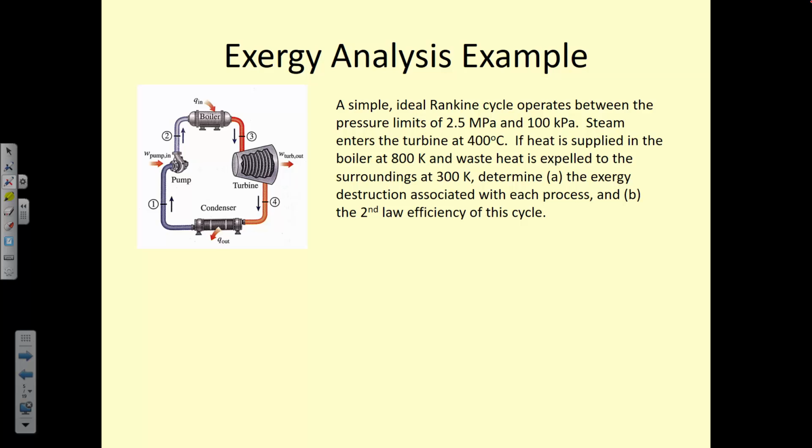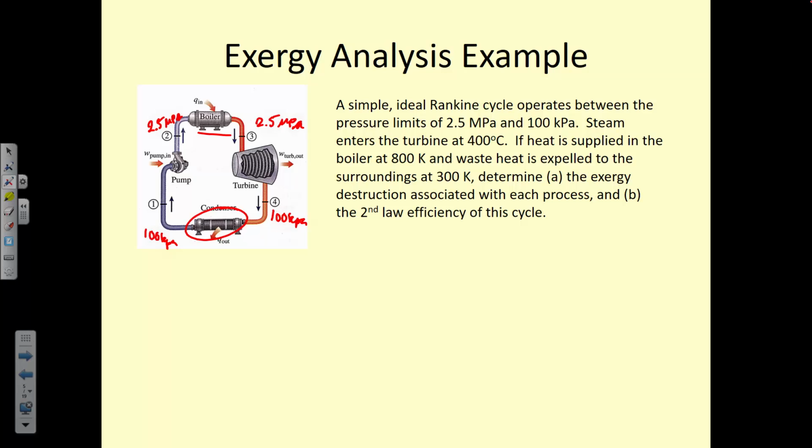So when I'm told that it's operating between these two pressure limits, what does that mean for this problem? How do I draw that on my diagram? Where do these pressures occur? Coming out of the pump would be 2.5 megapascals, and going into the turbine, 2.5 megapascals. 100 kPa is coming out of the turbine and also going into the pump. So the low pressure side is always the condenser and the high pressure side is always the boiler.